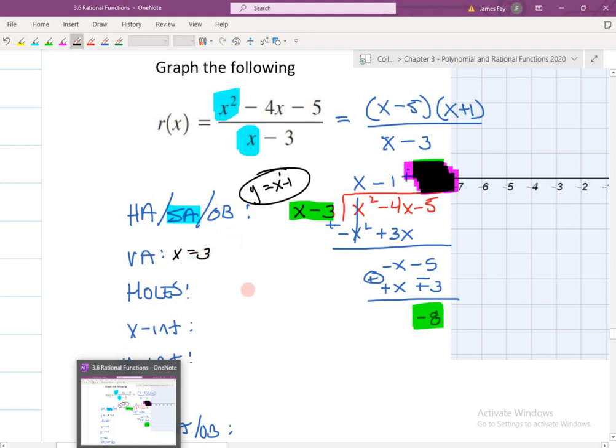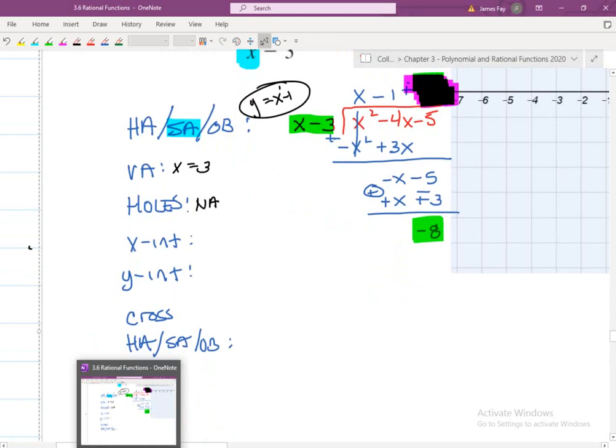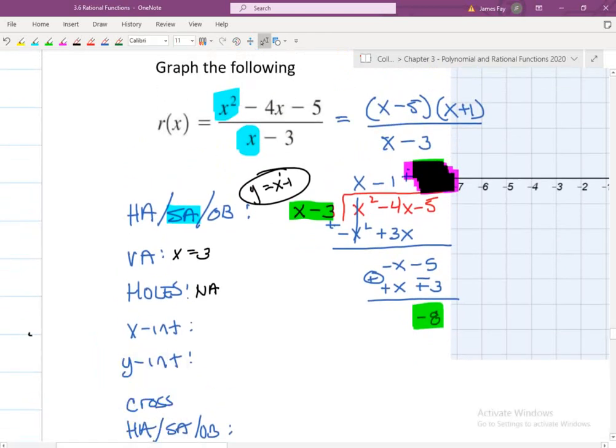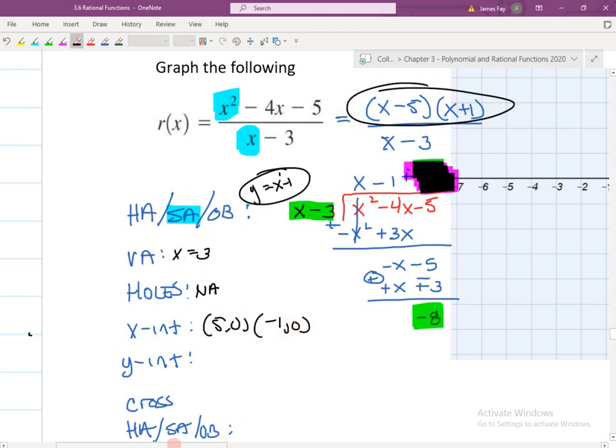Do you have any factors that are common in the top and the bottom? Nope, so no holes. What do you set equal to 0 to determine your x-intercepts? Set that numerator equal to 0. Okay. So then I'm going to have an x-intercept at (5, 0) and (-1, 0), right?